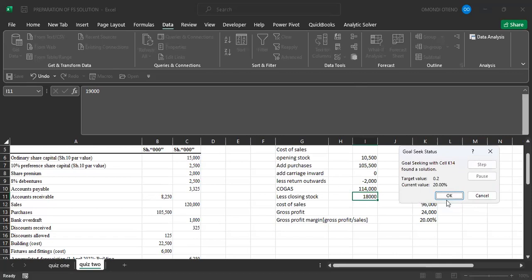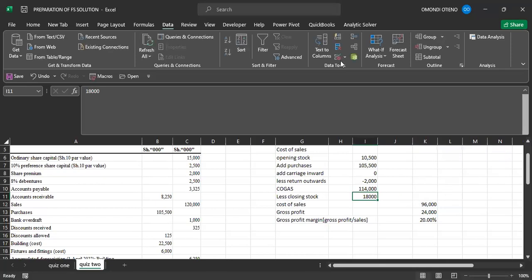So when you get here, Lillian, you confirm. As you can see, even before you confirm, you can see we have 18,000 as the exact value of closing stock. At this point, it is now showing us a gross profit margin of 20%. So that's how you deal with it.